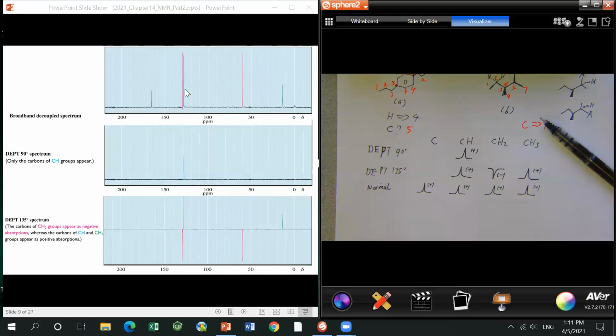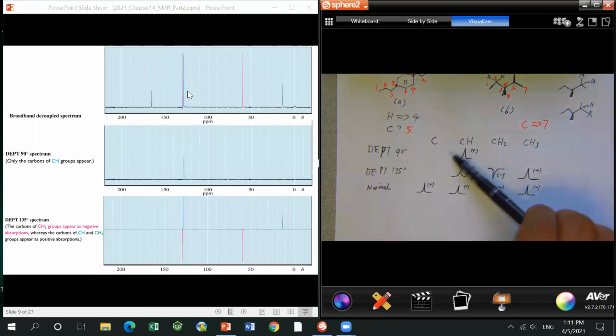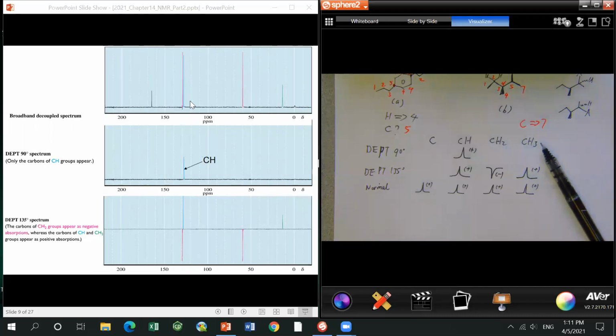So definitely this blue signal here is the CH, because only the CH carbon shows in the DEPT 90. Then we look at the DEPT 135. Look at the negative peak first.